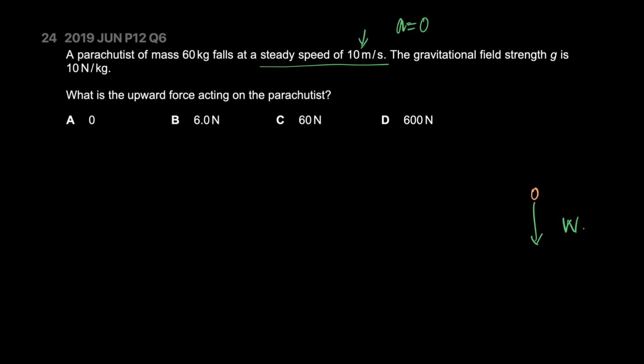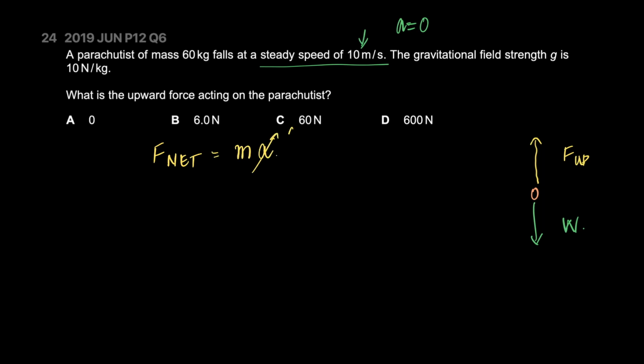So there's an upward force by the parachute, F up, let's go with that. That's equal to the weight. Why do I say that? Well, there's no net force acting on this parachutist. Why? There's no acceleration. So what is the net force? Well, F net is the mass times the acceleration.